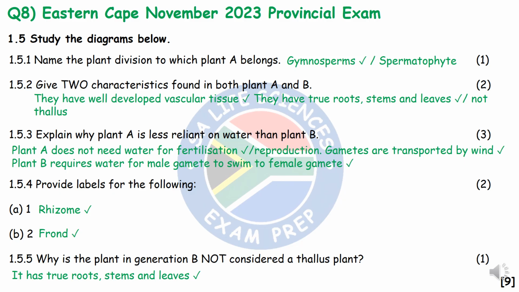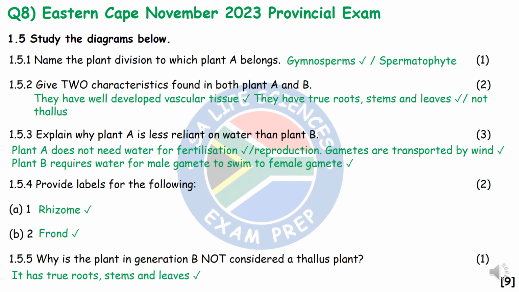Question 1.5.2 asks you to give 2 characteristics found in both plant A and plant B. Both plant A and B have vascular tissue, so pteridophytes and gymnosperms have vascular tissue. They have true roots, true stems and leaves, and neither of them have a thallus.